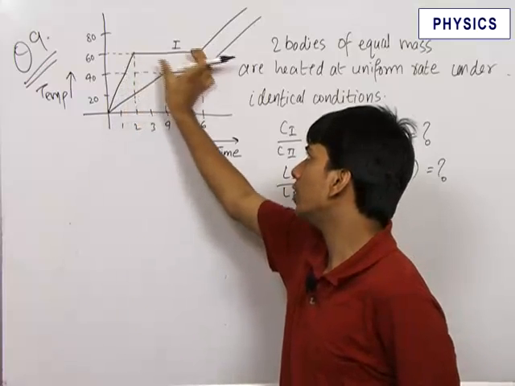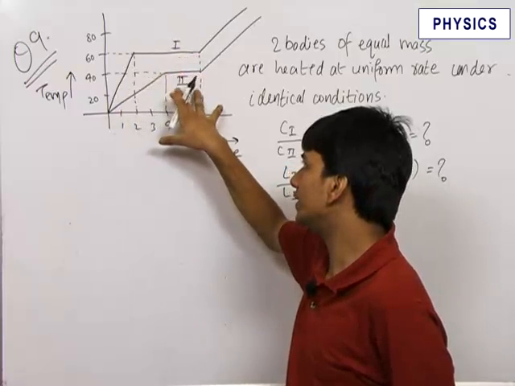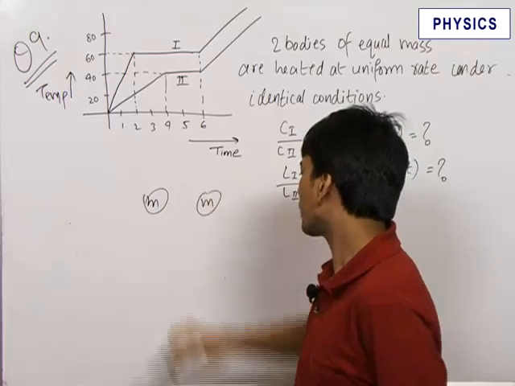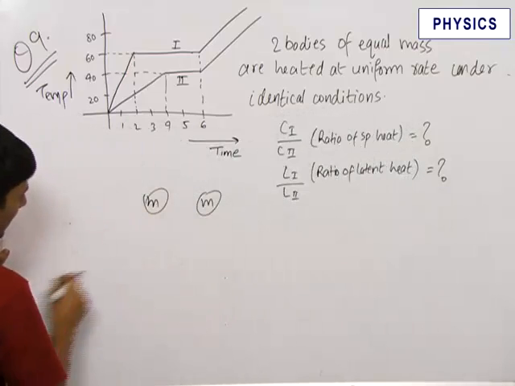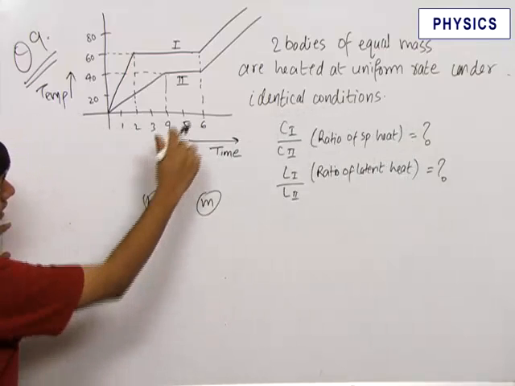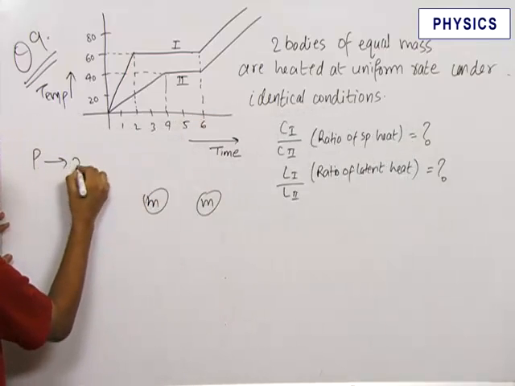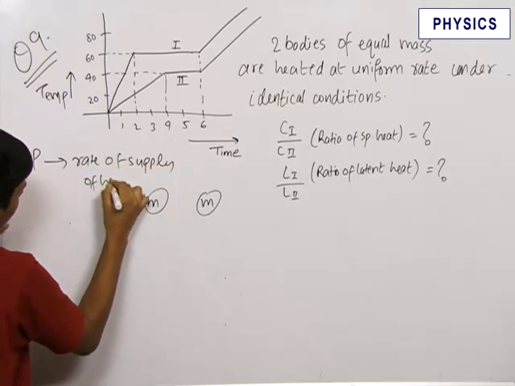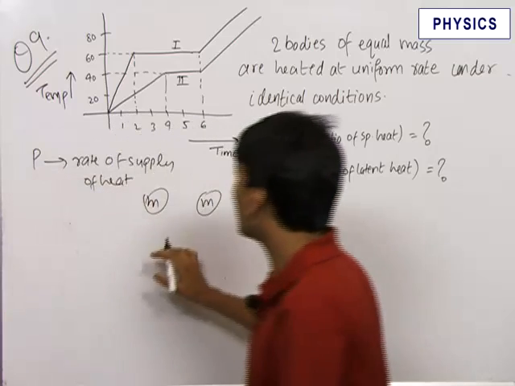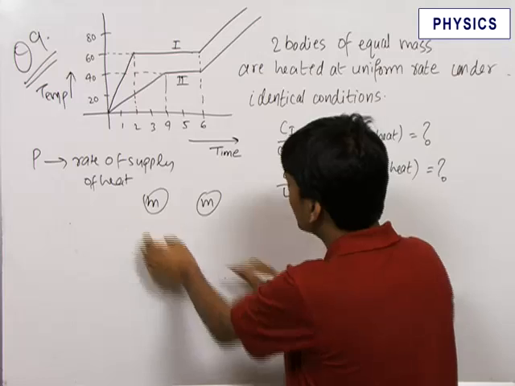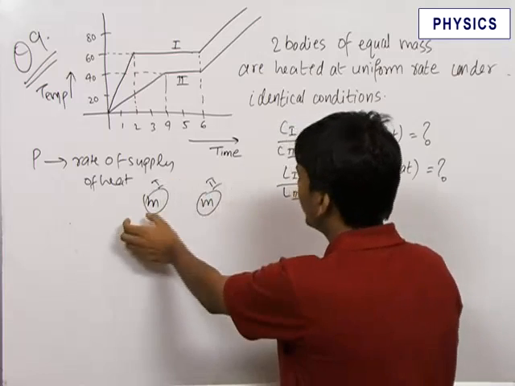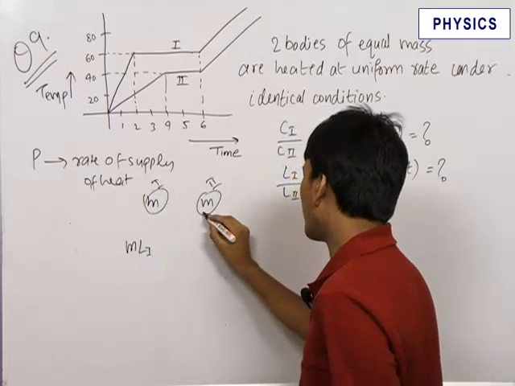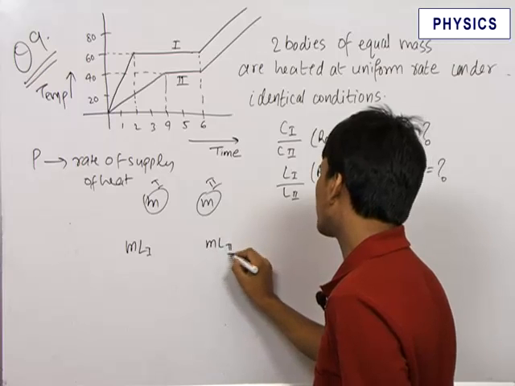Therefore, this is the region of usage of latent heat for body 1 and this is the region for usage of latent heat of body 2. Since the mass of both bodies is equal to m, and they are heated at a uniform rate, let P be the rate of supply of heat. The amount of heat required for the conversion of body 1 is m into latent heat L1. The amount of heat required for the second body is m into L2.